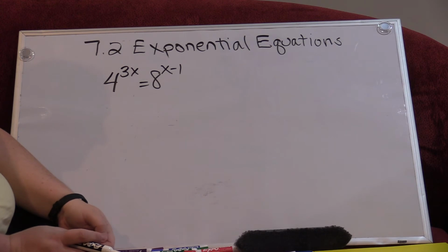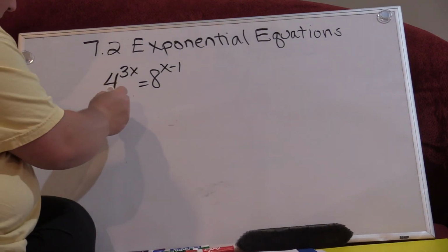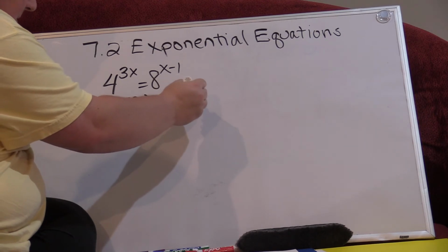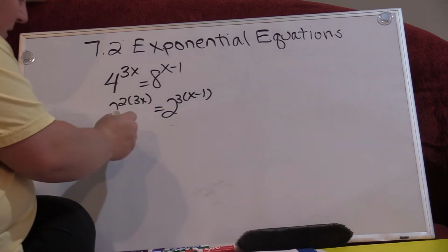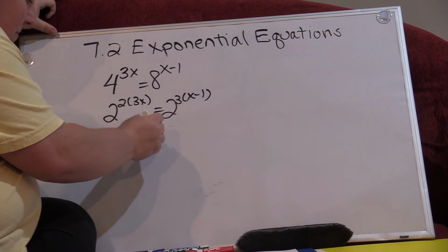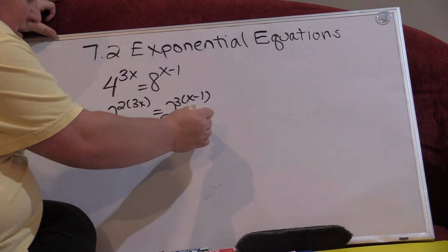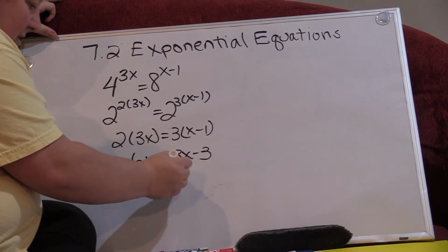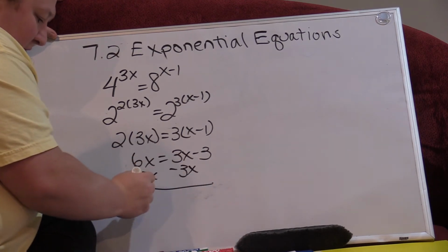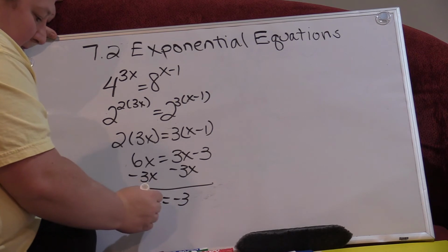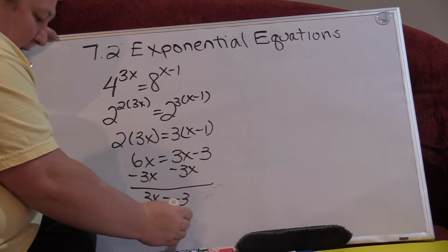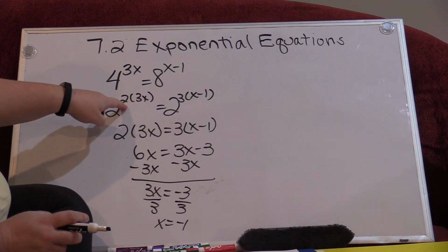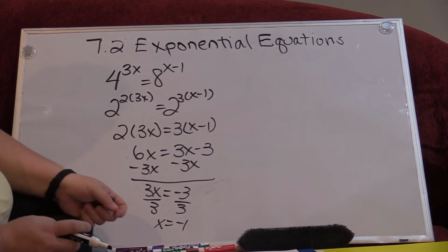Here, can I make 4 and 8 have the same base? My base here is going to be 2. 2 to the 2 times 3x equals 2 to the 3 times x minus 1. So now we're going to rewrite my equation so I can solve for x. So I get 6x equals 3x minus 3. Subtract 3x from both sides. 3x equals -3. Divide by 3. X equals -1. So, -1 times 6 is -6. -1 times 3 is -3, minus 3 is -6, and we're good.